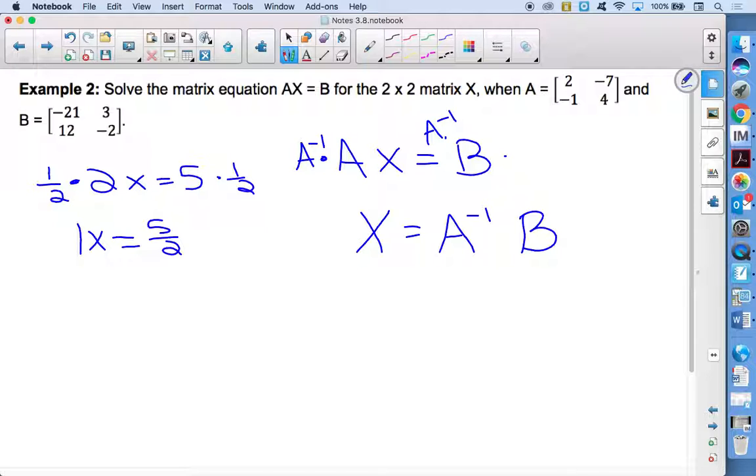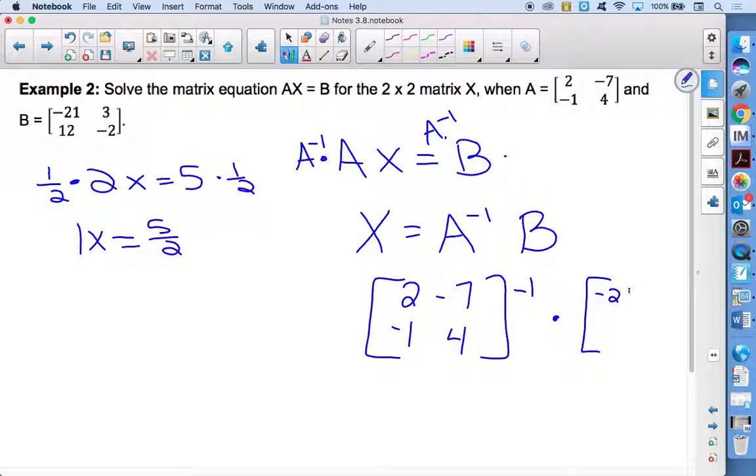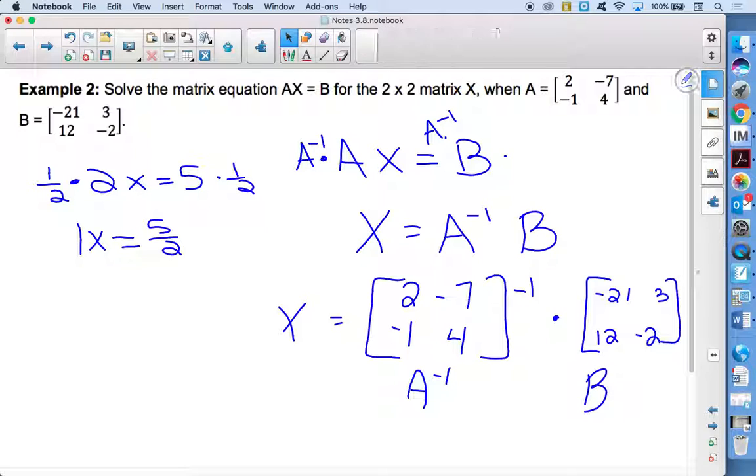So in our calculator, we're going to take A, which is 2, -7, -1, and 4. We want the inverse of that, and we're going to multiply by B, which is -21, 3, 12, and -2. That would be equal to whatever my variable x matrix would be. So see if you can try and plug the matrix A in the calculator and the matrix B in your calculator. So try and get that in your calculator, and then we'll see if we can find a solution matrix.